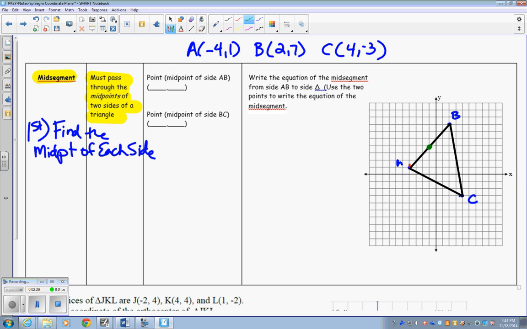So I'm going to go ahead and label that M. I'm going to put tick marks to show that it's a midpoint. And I'm going to find that coordinate. That coordinate is -1, 4.